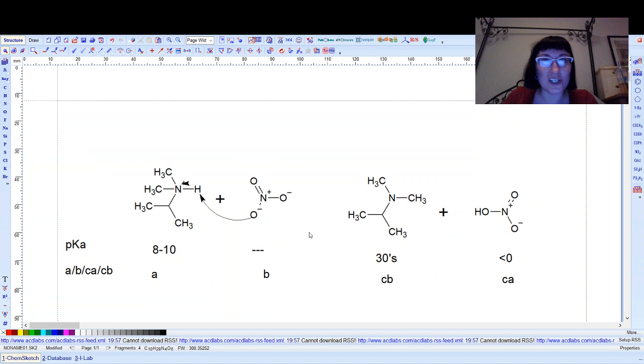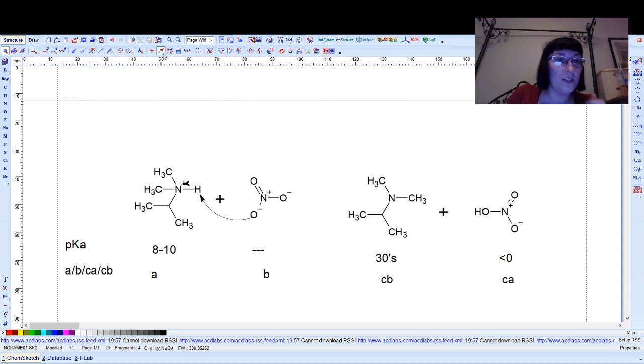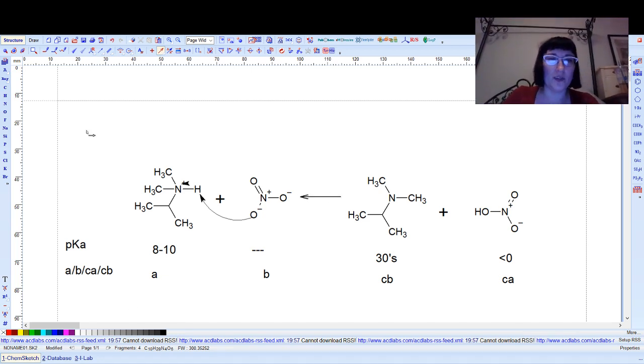Okay, I apologize. So if the nitric acid is a strong acid, which we know it is, we can only really expect the reaction to go one direction. We won't really have an equilibrium set up, and it'll go towards the side with the weaker acid, so the amine over here. Okay? Sorry, that was a long time to get through that.